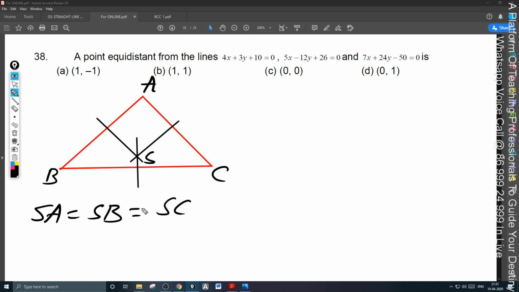Okay. What is SA? Option A. We are verifying option A. The perpendicular distance from this one: this is 4 minus 3, 1 plus 10, 11. 11 by 5.